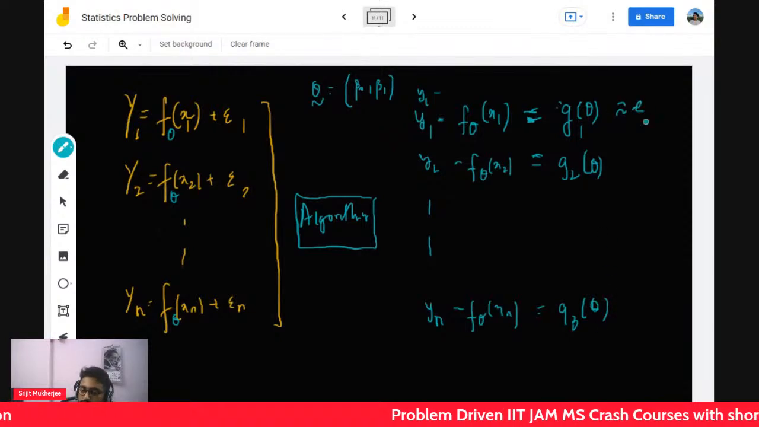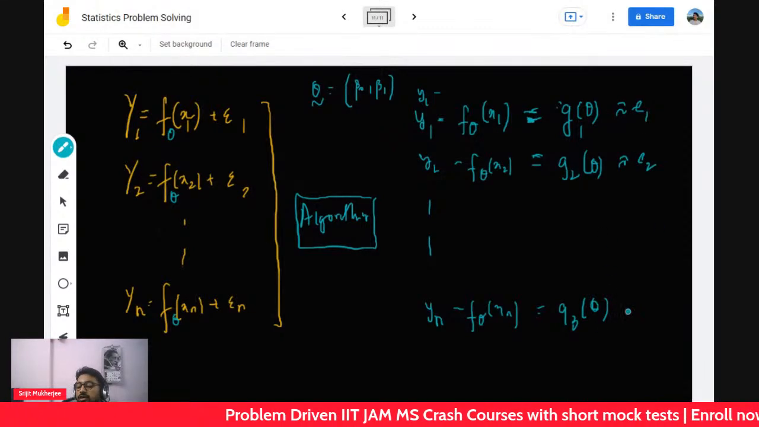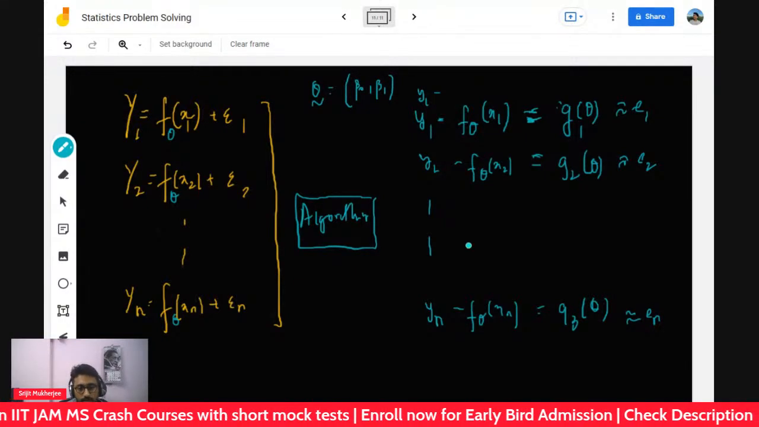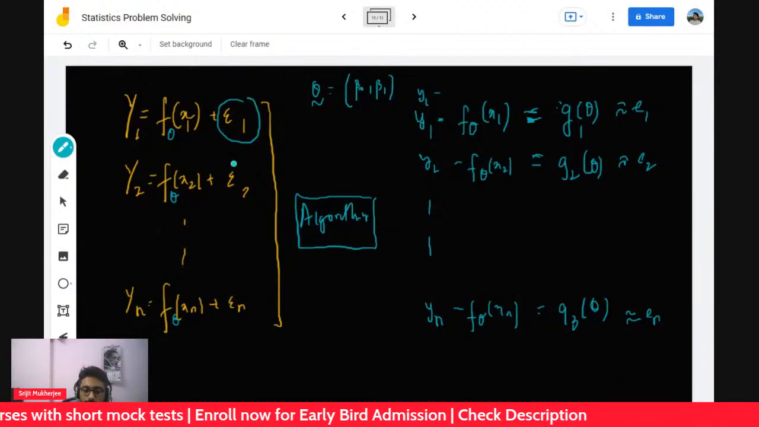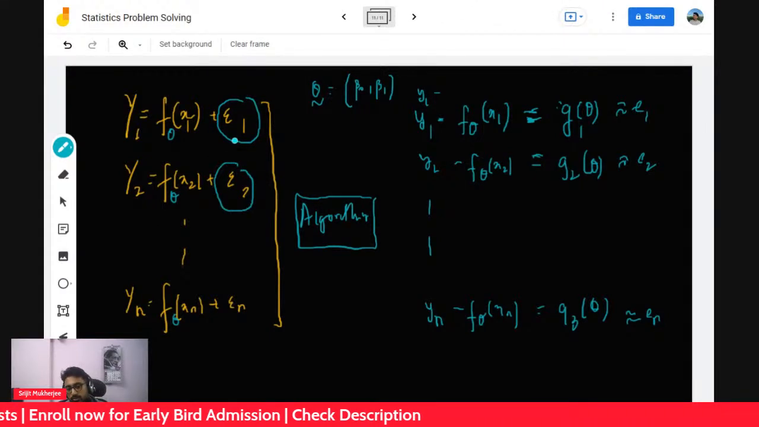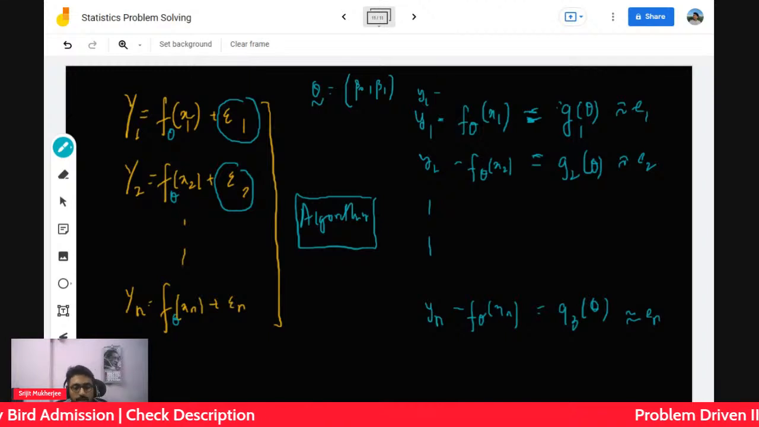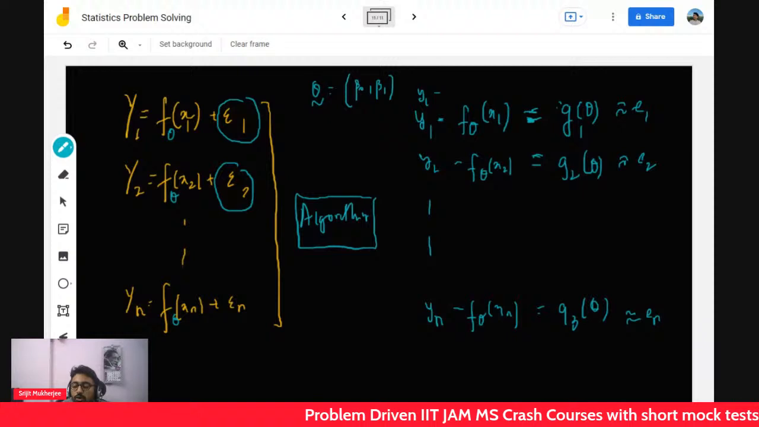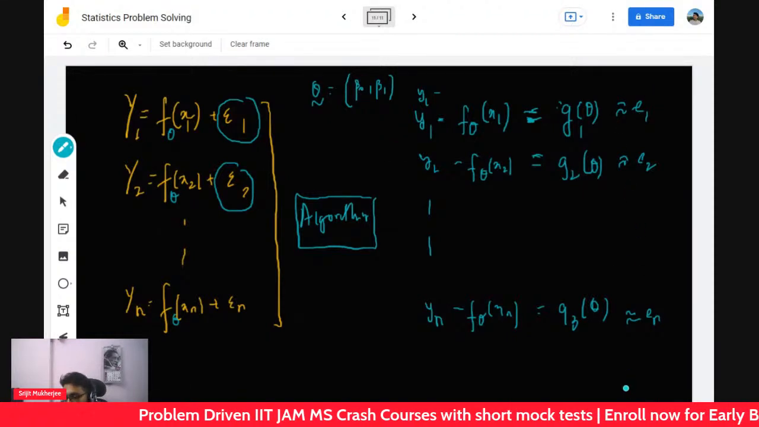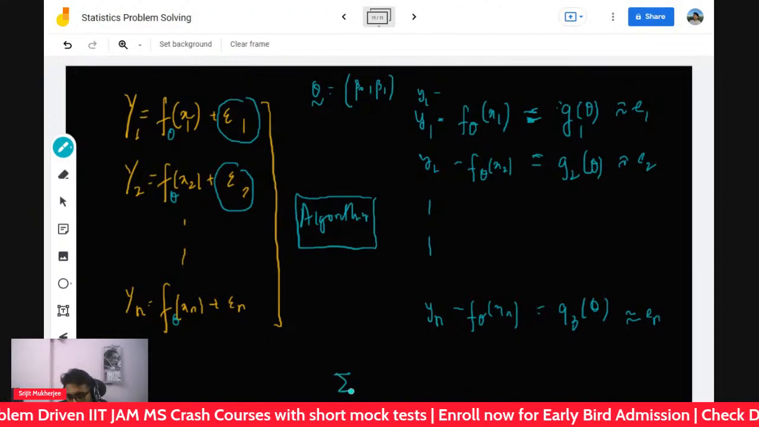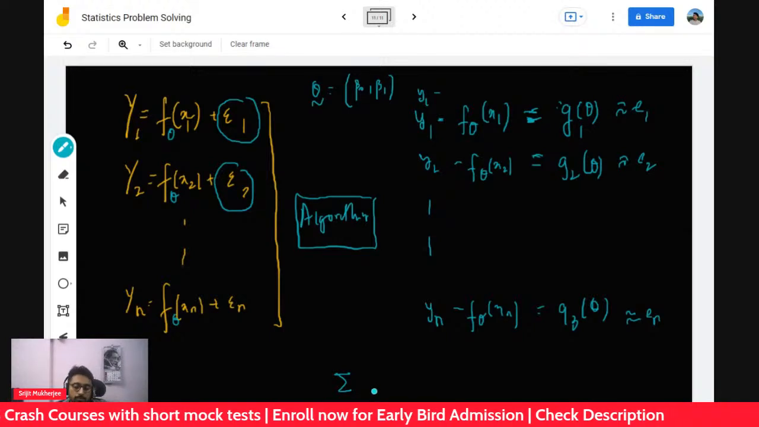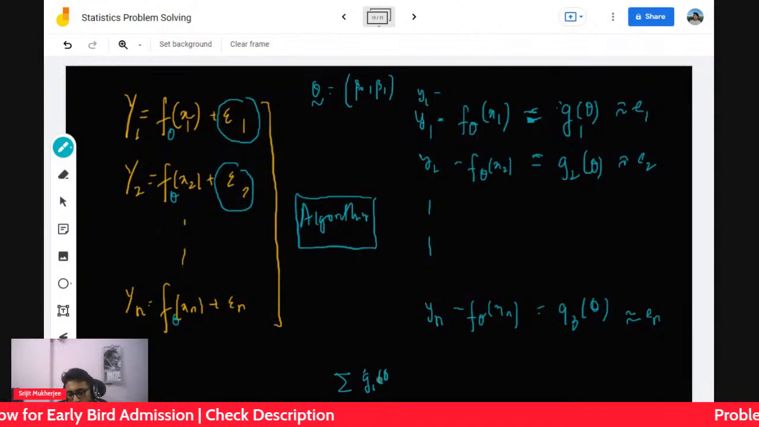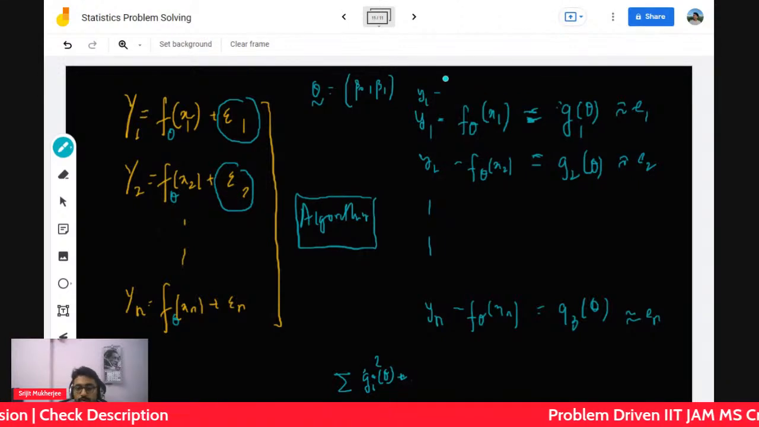These are called residuals in some sense, e1, e2. These are realizations of the errors, because the randomness comes from the assumption on the errors. So we are trying to minimize the realization of the errors. That's the algorithm. We try to minimize the vector e1, e2, up to en, which is the same as minimizing the sum of squares, that is, g1 theta square plus up to gn theta square. Let's see what that will look like.